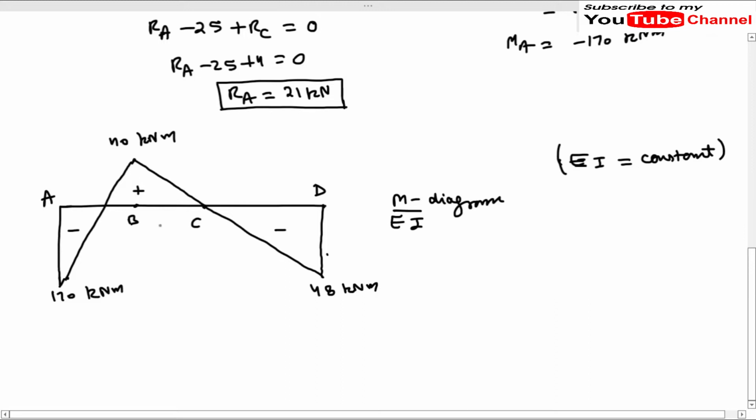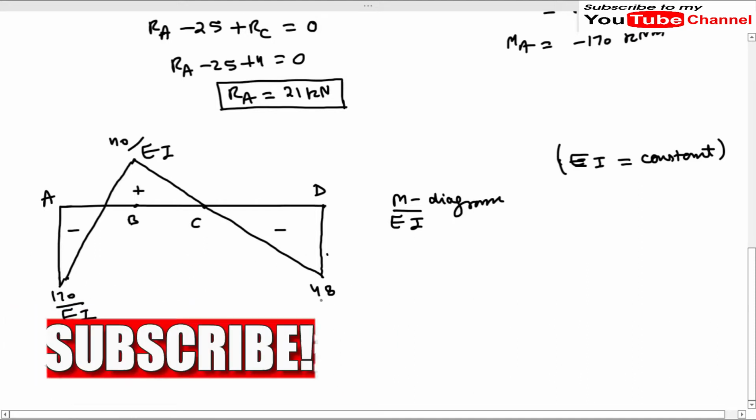As there is no change in the EI of the different segments of the beam for segment AC and segment CD, this M diagram will remain the same as our M by EI diagram. So we will just erase these 4 kilonewton meter values and write 40 by EI, and here we will have 170 by EI, and this ordinate we will have 48 by EI.